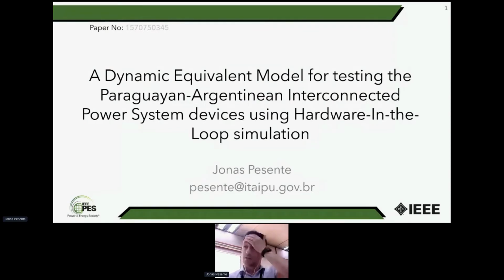As said, my name is Jonas, and it's a pleasure being with you in the 2021 Urucon. This work was performed for testing devices in a hardware-in-the-loop fashion to evaluate their performance, helping ensure the safe operation of the interconnected Paraguayan-Argentinian and, of course, Uruguayan power systems. We're going to be together in the next years, I hope.